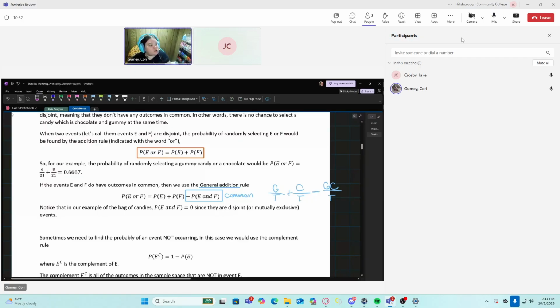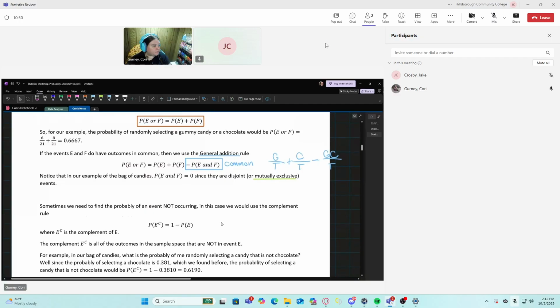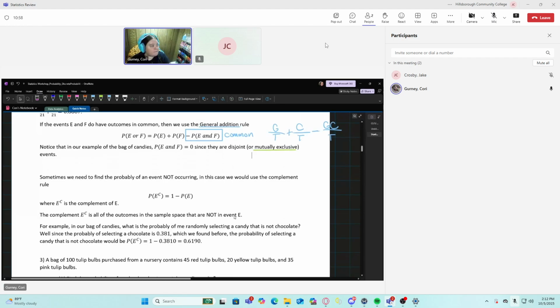Okay, so mutually exclusive just means that they have nothing in common. So if you hear mutually exclusive, then you know you're going to be using the first formula. Right, exactly. Mutually exclusive, they would not have anything in common. And that's why I say here P and E would be zero since they do not have anything in common. So they would be mutually exclusive.